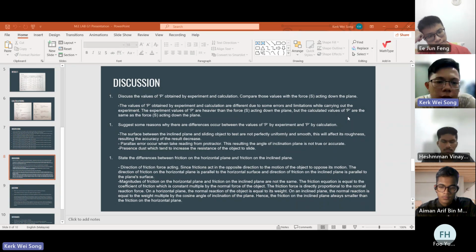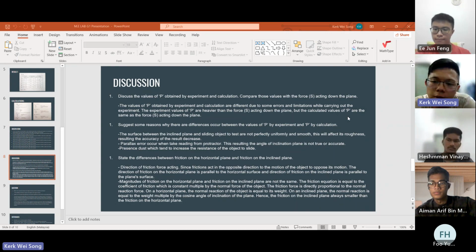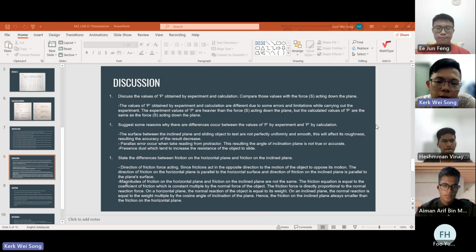The first is that the surfaces of the inclined plane and the sliding object are not perfectly uniform and smooth, so this will affect its roundness, decreasing the accuracy of the result. The second is that parallax error occurs when taking the reading from the protractor, which causes the angle of the inclined plane to be inaccurate. The third is the presence of dust, which tends to increase the resistance of the object to slide.